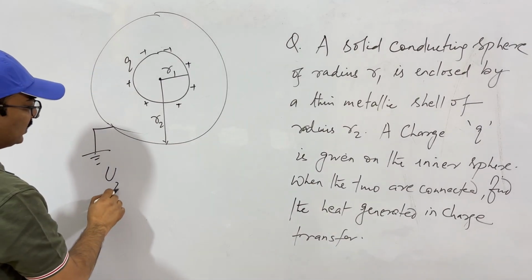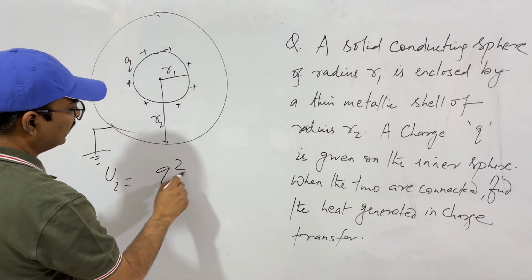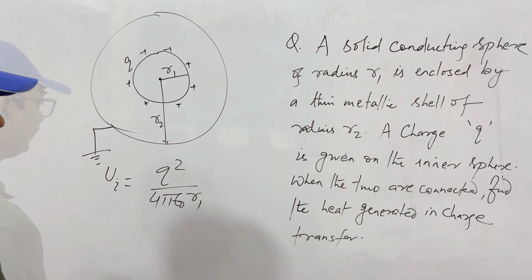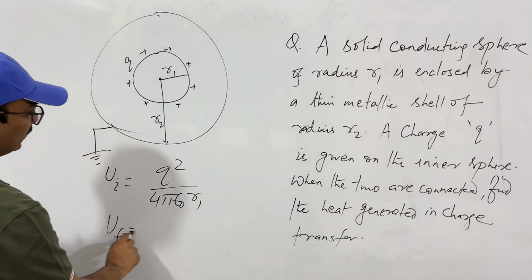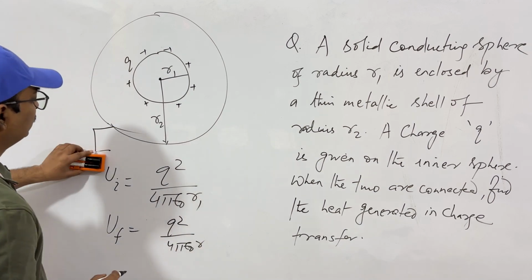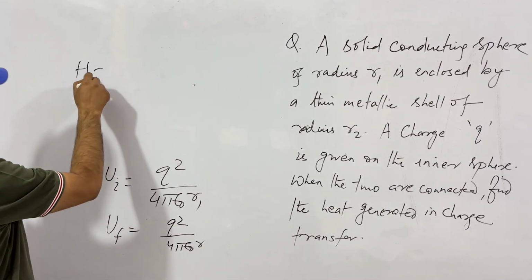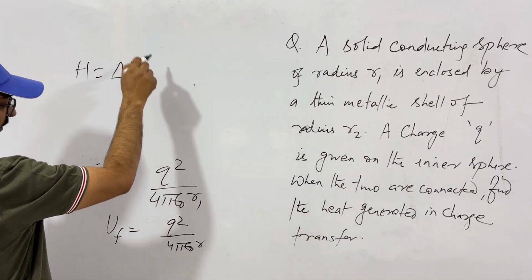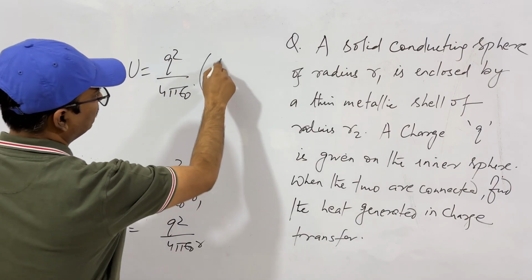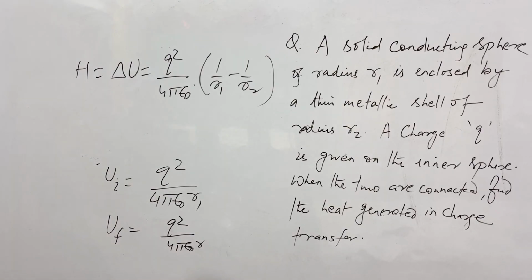What is the initial potential energy? If you remember, for a sphere I had derived it, it was q square by 4 pi epsilon 0 r. For this it is r1, and the final is the same thing, q square by 4 pi epsilon 0 r2. So the heat generated will be the change in energy, that is q square by 4 pi epsilon 0 times (1 by r1 minus 1 by r2). Okay, clear?